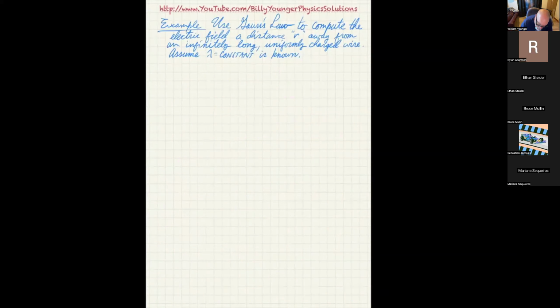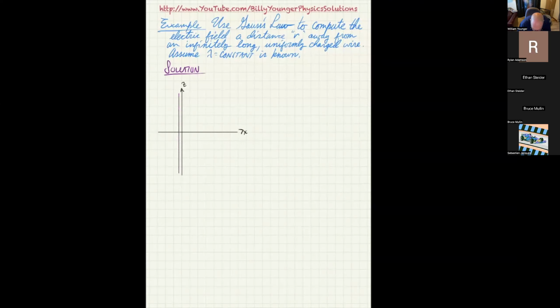So I'm going to draw my coordinates real fast, and I'm going to say, here's the solution. Drawing my coordinates just like I did before, that's my z-axis, and that's my x-axis. And I am going to have a wire of charge right here and right here. It's supposed to be really, really thin.